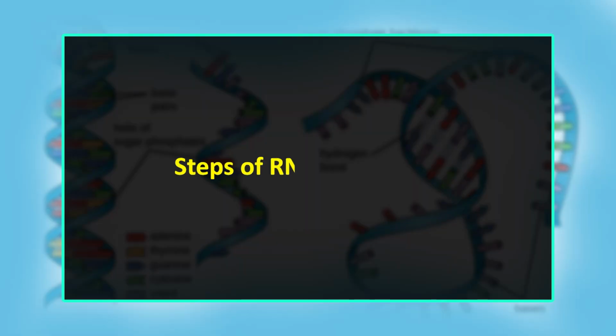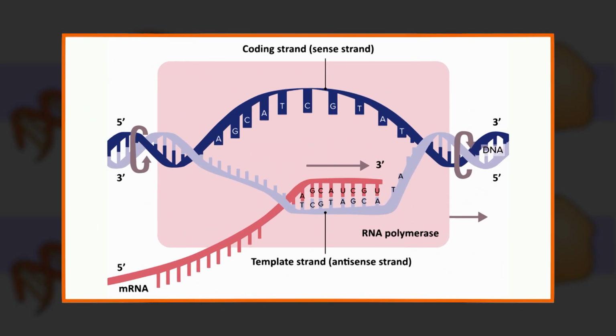Dear students, let's now discuss in detail the steps of RNA processing. Transcription is a mechanism by which the information in genes, that is DNA, is transcribed into RNA. The newly made RNA, also known as the primary transcript, that is the product of transcription, is further processed before it is functional.